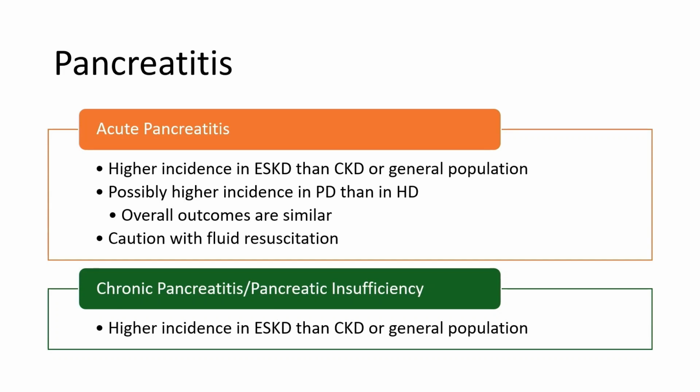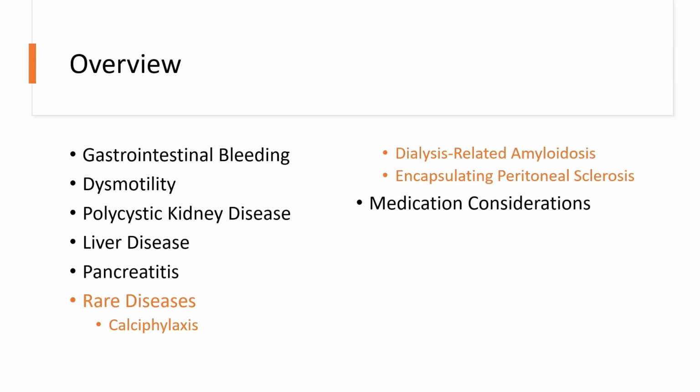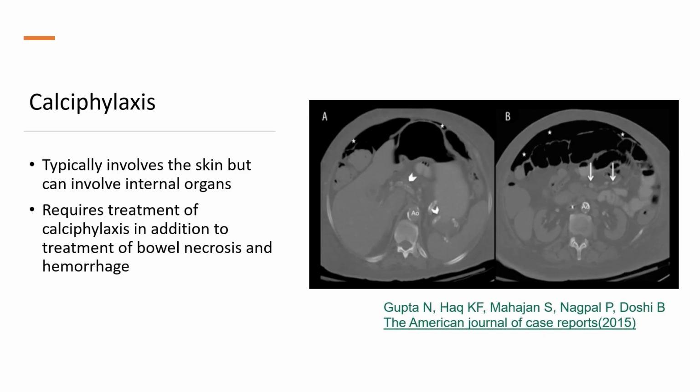Of course, when patients have advanced kidney disease, or certainly if they have end-stage kidney disease, you just have to be cautious with fluid resuscitation because patients with pancreatitis are generally getting very, very high rates of saline or isotonic fluids. All right, so for rare diseases, I'm going to start with calciphylaxis.